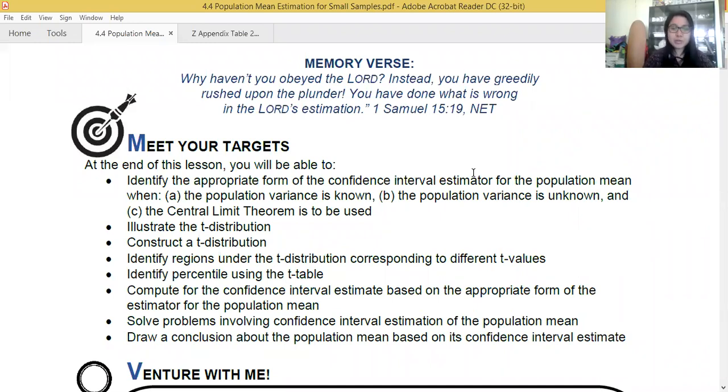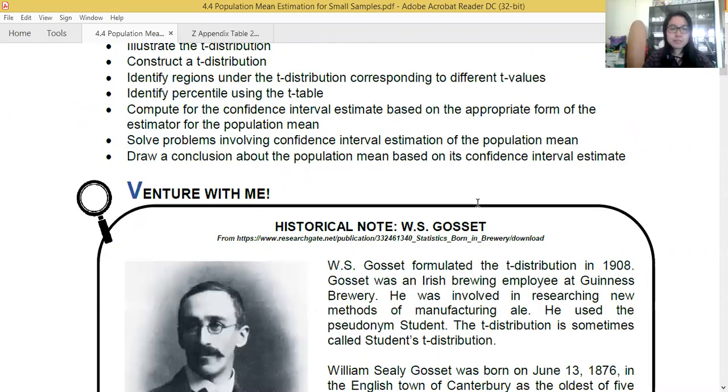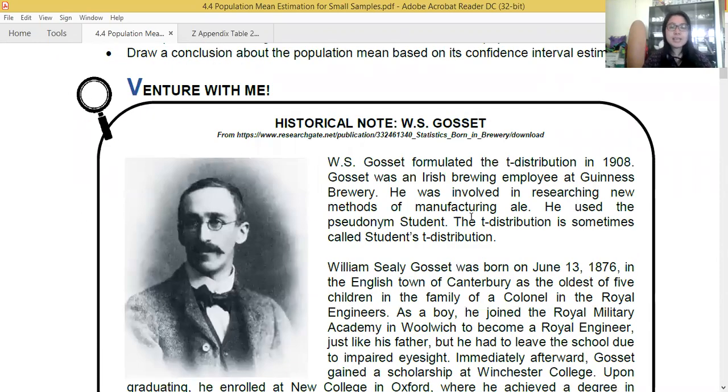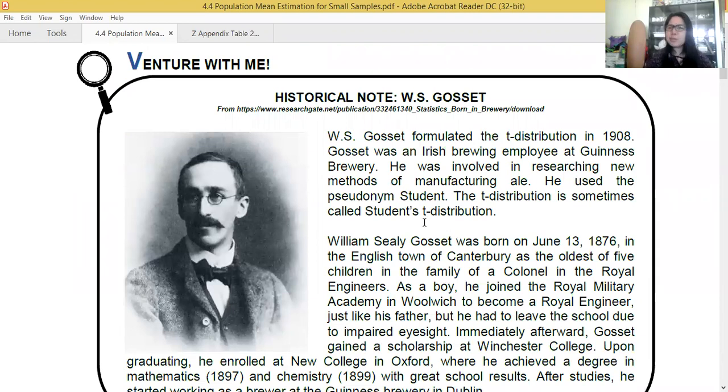Let me share with you one of the most distinguished personalities in the t-table. There are many who did research on the t-table, but this one is the pioneer, I must say; the credit is all due to him. He is W.S. Gossett, or William Sealy Gossett. You might ask, who is Mr. Gossett? He was born on June 13, 1876 in Canterbury.